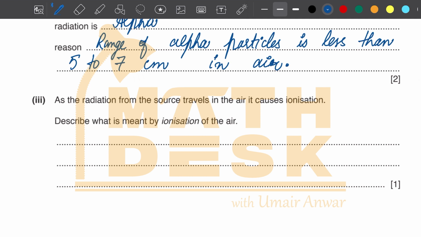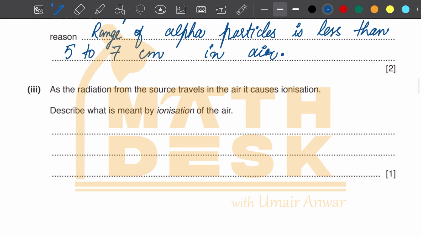The next part says as the radiation from the source travels in air, it causes ionization. Describe what is meant by ionization of the air.